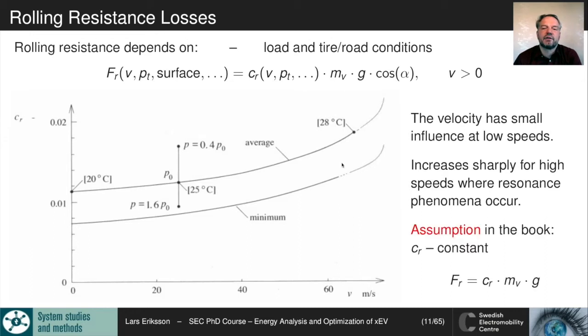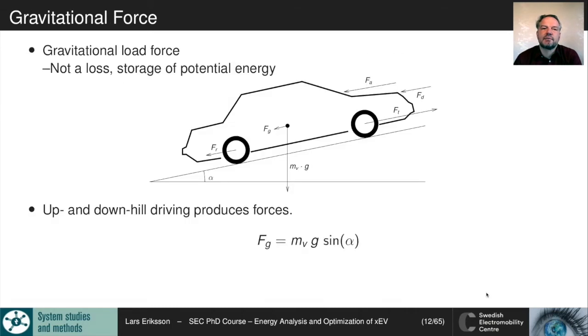In the book, and also in this course, we will work with the assumption that the rolling resistance coefficient is independent of the velocity. So we have just this description of the rolling resistance loss. We could, of course, add a more refined component into the modeling by extending this constant with a function. Then we come to the gravitational load force, which is not a loss since we're storing potential energy. The basic equation is that we look at the gravitational force that is pulling it down, and then we have the resultant force pulling the vehicle backwards in this uphill slope.